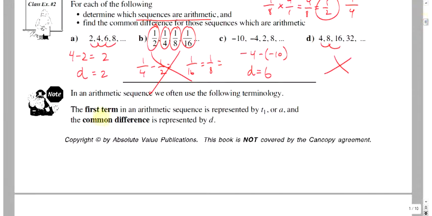All right. We already said this. The first term in any sequence, not just arithmetic, is term 1. We have a new symbol for term 1.